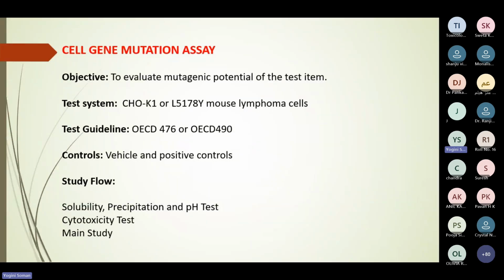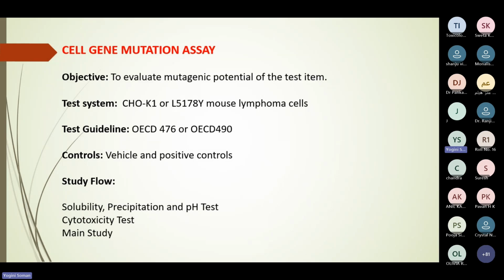The next part is precipitation. Same as in the in vitro micronucleus test, you should exclude the heavy precipitation doses, because with heavy precipitation there won't be proper exposure of the test item to the test system, so you can get equivocal results, or there is interference from the test item. For the precipitation purpose, you should include the slight precipitation or no precipitation doses.